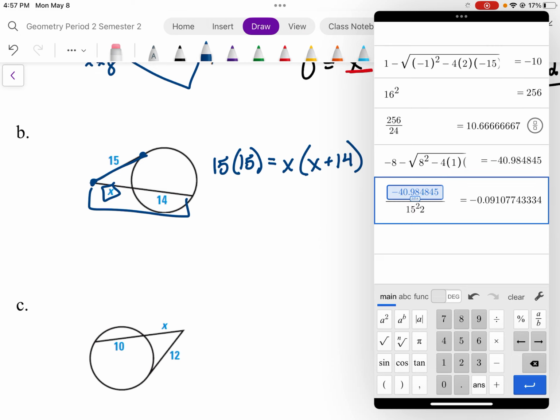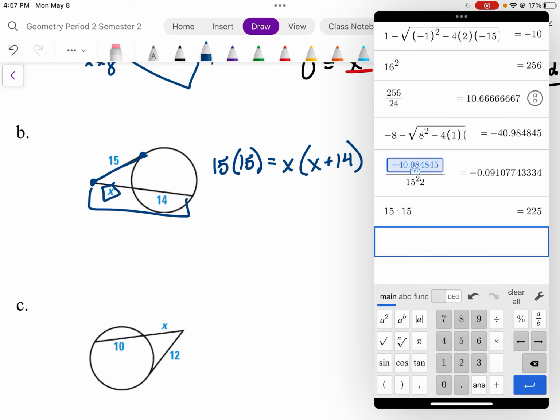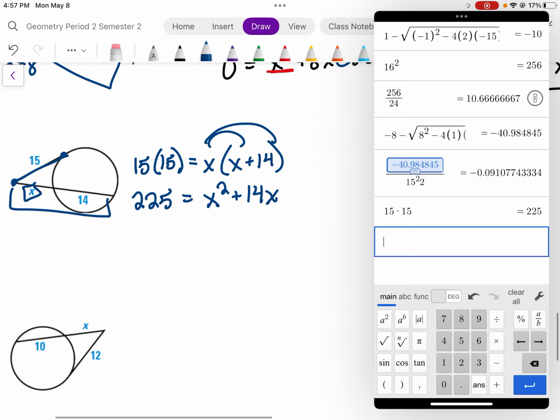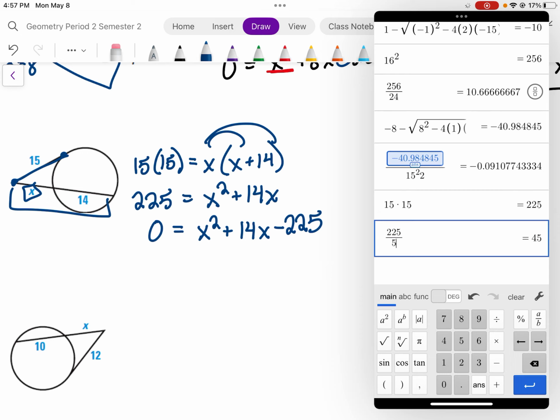So if we start by taking 15 times 15, that's going to give us 225 equals, and then we have to distribute to get x squared plus 14x. And we want one side to equal 0. And this one, let's see, I think this one can be factored. Let's divide this by 5.